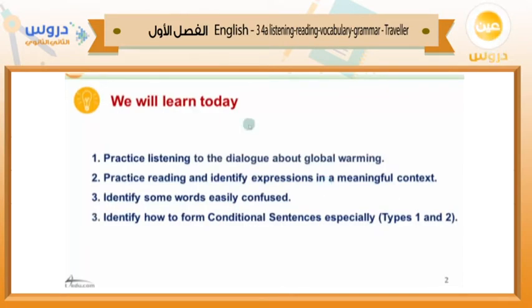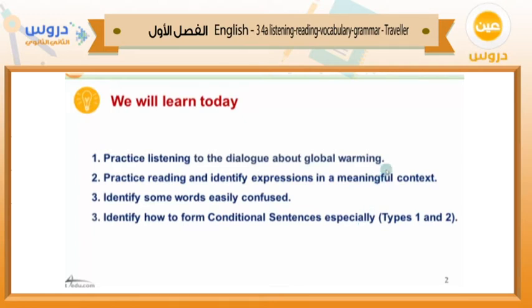If we start with what we'll learn today, as you can see, we have 4 objectives. 1, practice listening to the dialogue about global warming. 2, practice reading and identifying expressions in a meaningful context. And then we have identified words easily confused. And finally, identify how to form conditional sentences, especially types 1 and 2.